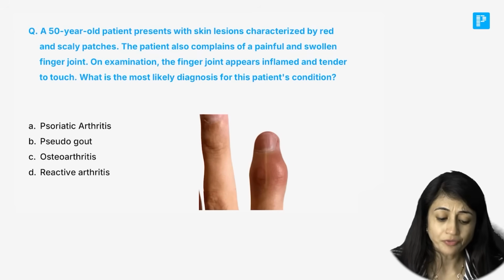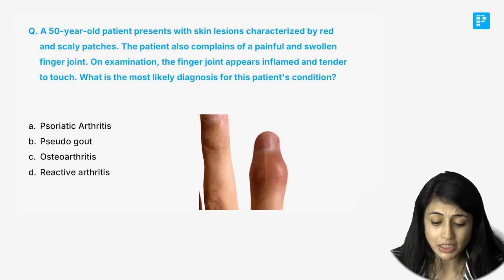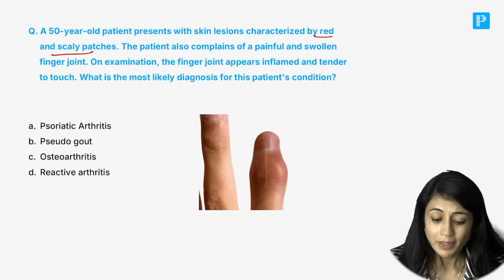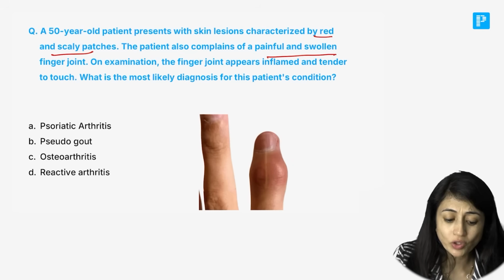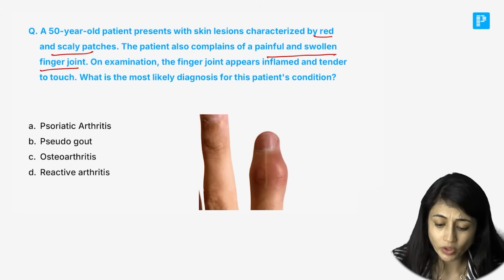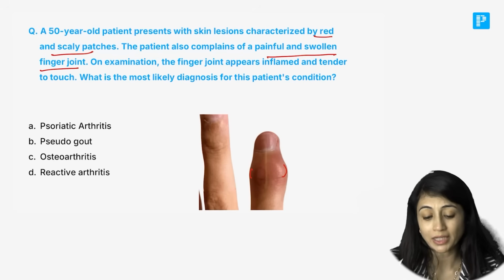Next question. A 50-year-old patient presents with skin lesions characterized by red scaly patches. Patient also complains of painful and swollen finger joints. On examination, the finger joint appears inflamed, tender to touch. What is the most likely diagnosis?